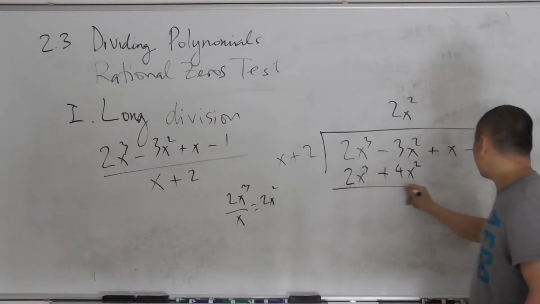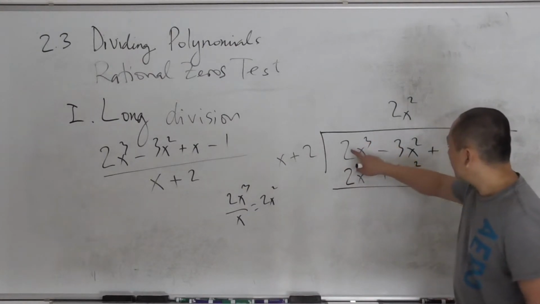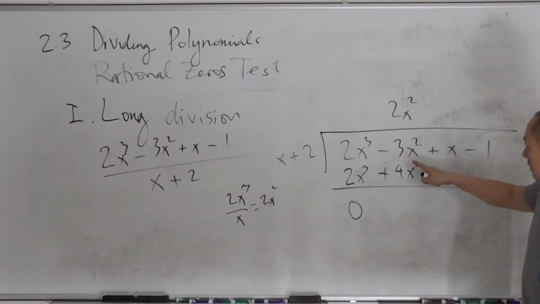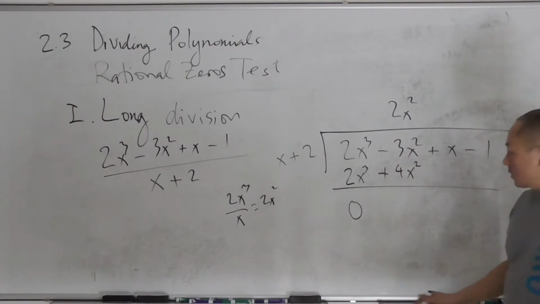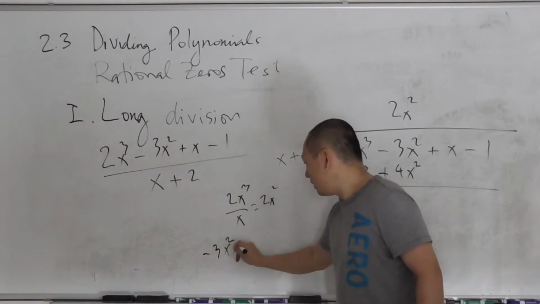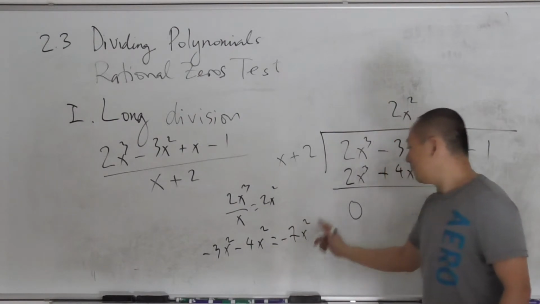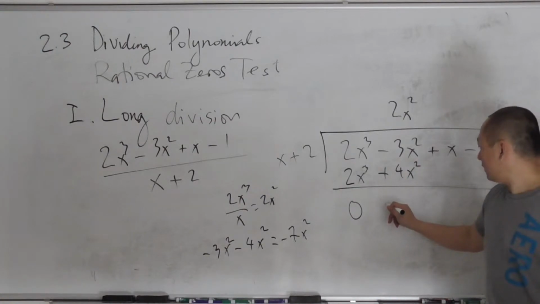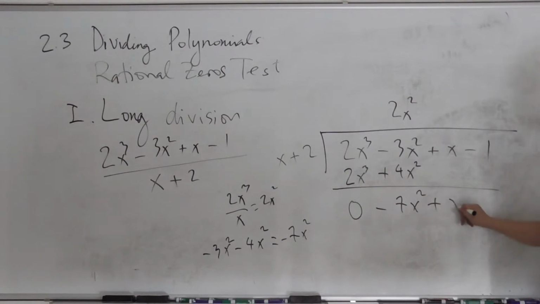Now we're going to do a subtraction. Be very careful when you do subtraction with polynomials, because you may have to deal with negative signs. 2x cubed minus 2x cubed is 0. What about the second term? Be careful. This is negative 3x squared minus 4x squared. Let me write it on the side. Negative 3x squared minus 4x squared is equal to negative 7x squared. See, that's what you don't see in terms of numbers. For polynomials, you may have negative terms in here. So negative 7x squared. And next, I'm going to drop the x down.